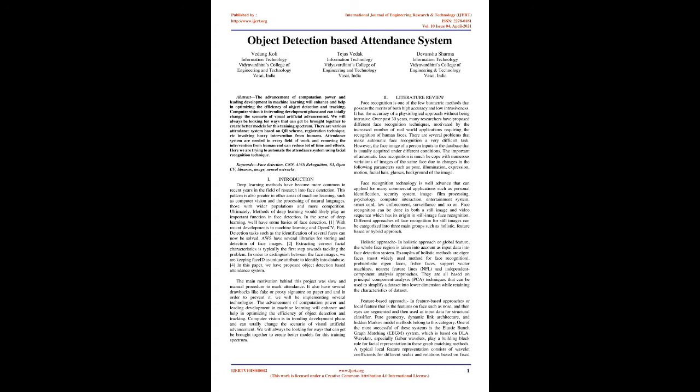be implementing several technologies. The advancement of computation power and leading development in machine learning will enhance and help in optimizing the efficiency of object detection and tracking. Computer vision is in a trending development phase and can totally change the scenario of visual artificial advancement. We will always be looking for ways that can be brought together to create better models for this training spectrum.